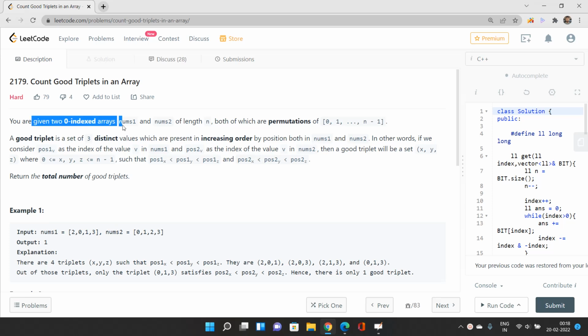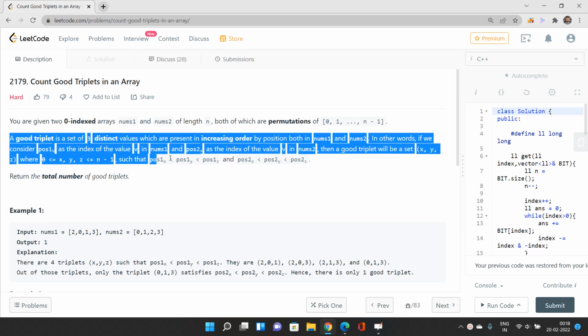We have been given two arrays, nums1 and nums2. Both are following zero-based indexing, and both are of length n, and both contain values which are a permutation of the first n whole numbers, that is the numbers starting from 0. Now a definition of good triplet is being given over here.